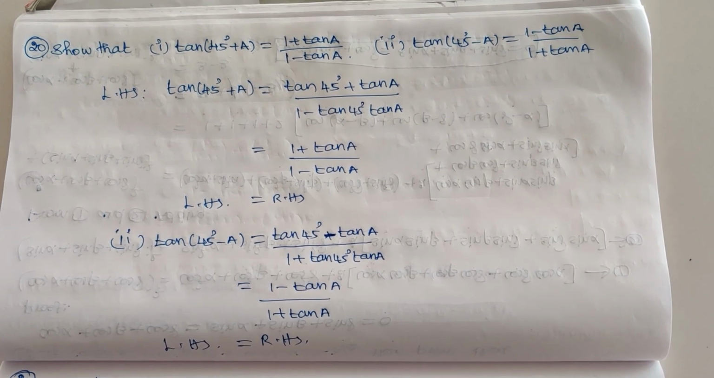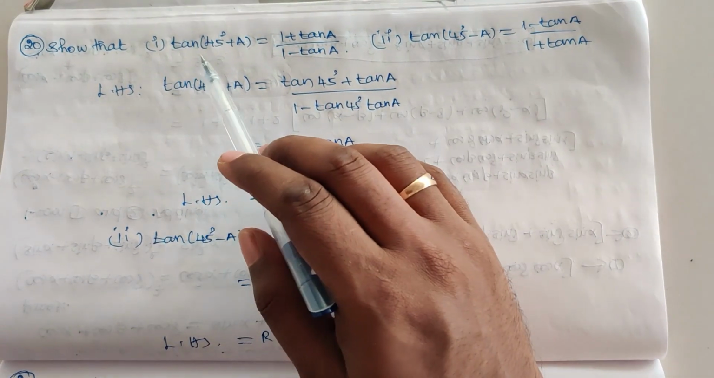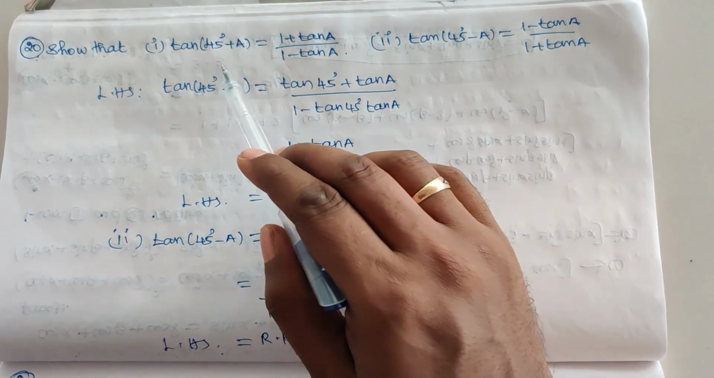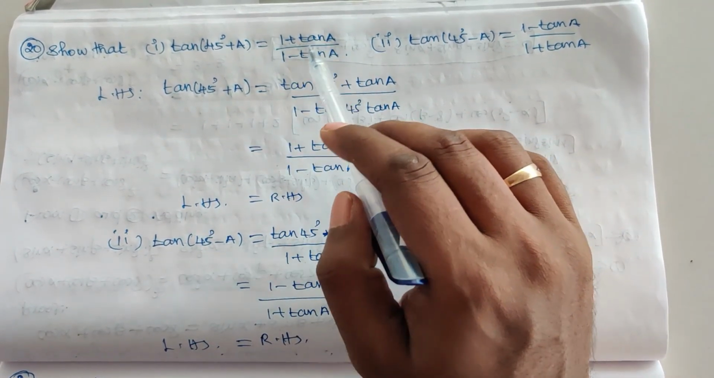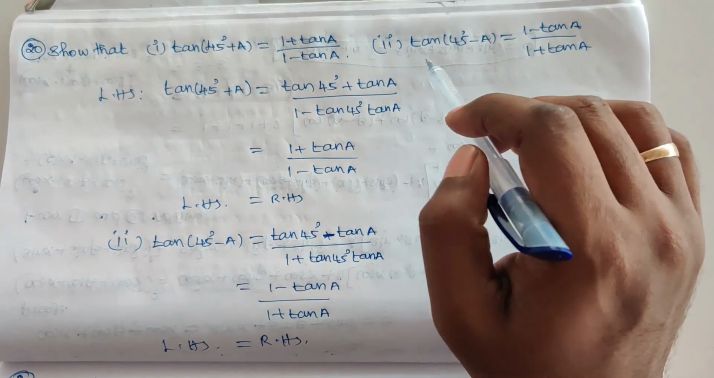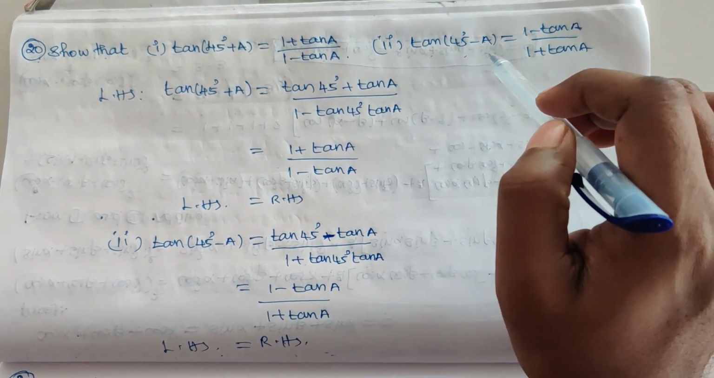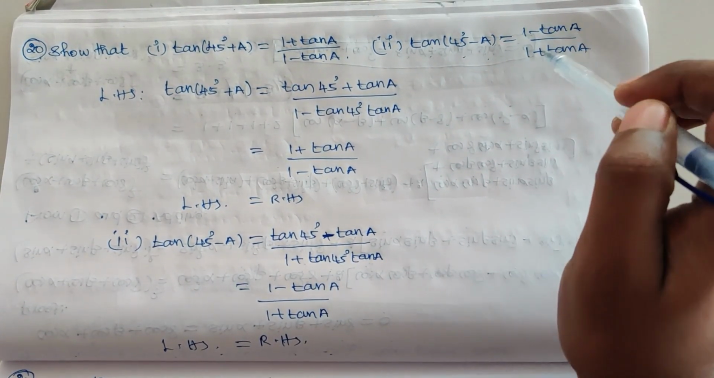Hi children, now question number 20. Show that the first subdivision: tan(45 plus a) is equal to (1 plus tan a) by (1 minus tan a). The second one: tan(45 minus a) is equal to (1 minus tan a) by (1 plus tan a).